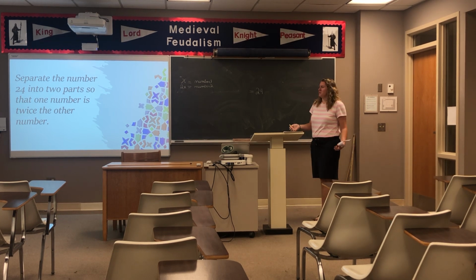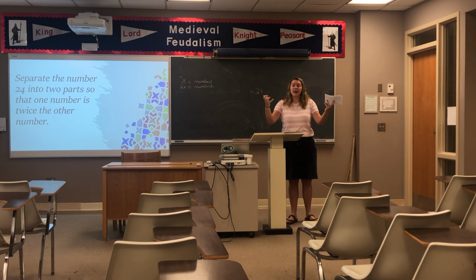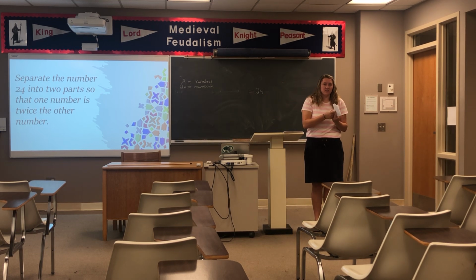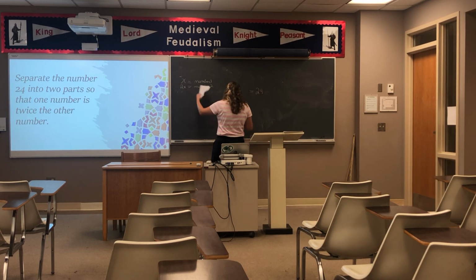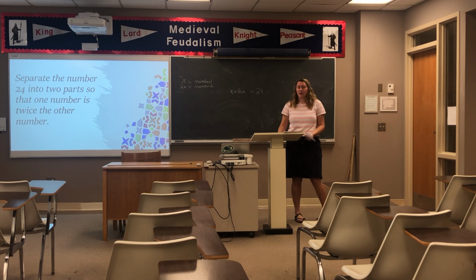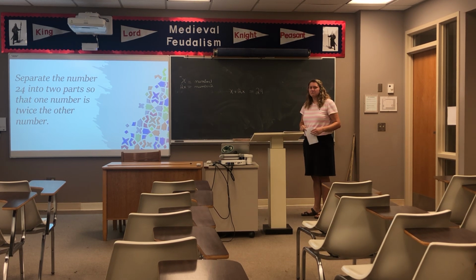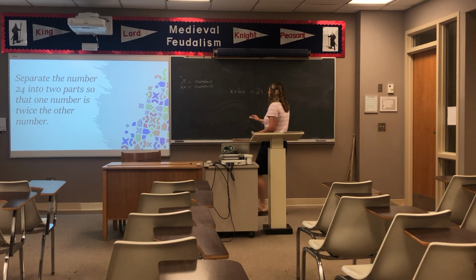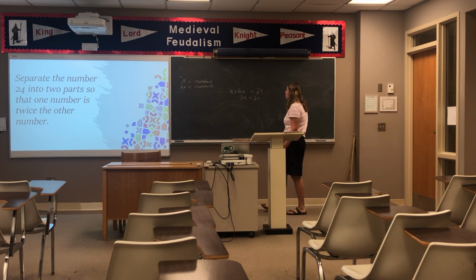Well, what am I doing with these two numbers? Separate it into 2 parts. So if I have 2 parts, I know that I need to be able to put those 2 parts together to get 24. And if I'm putting something together, I am adding. So we're going to take what we have, and we're going to have x plus 2x equals 24. And there we have an equation that we know how to solve. But is this simplified all the way, Tiffany? It is not. We need to go ahead and write 3x is equal to 24.